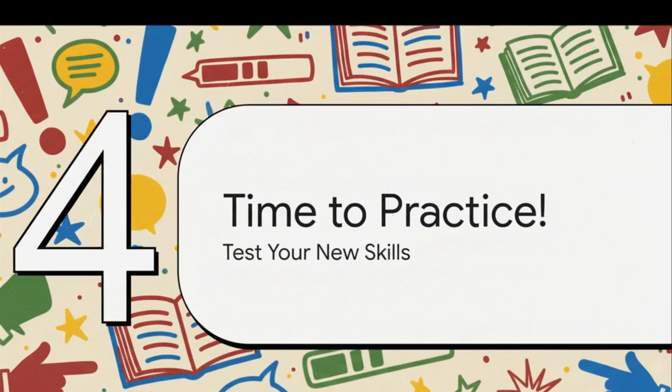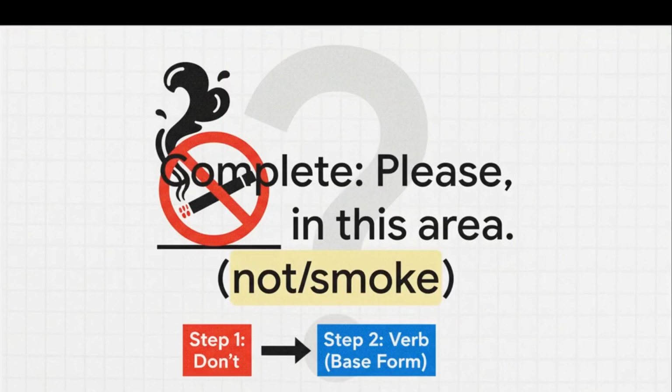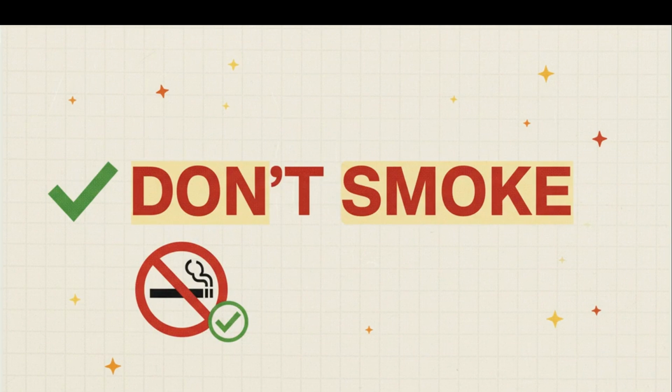All right, so you've seen the definitions, you've learned the rules, now it's your turn. Let's put this knowledge into action with a couple of quick exercises. You ready? Okay, take a second and think about this one. We need a negative command, and our verb is smoke. Remember that little two-step formula we talked about? You got it. Please don't smoke in this area. You just start with don't and add the base verb smoke.